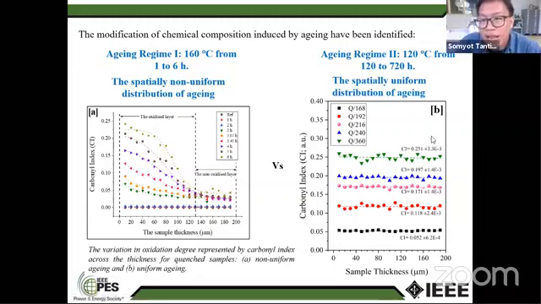For the right-hand side, when you use a low temperature for aging over a longer term, the change in carbonyl index confirms that the change of the aging degree through the thickness of the sample is almost the same. That means uniform aging. So this is the first step to prove the chemical change related to the different kinds of aging conditions.